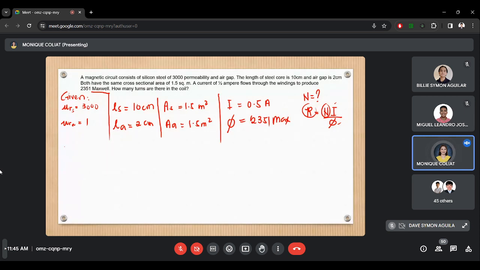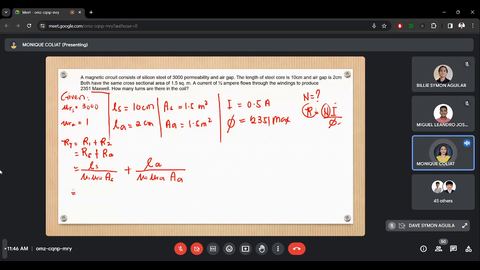We have two components in the magnetic circuit, so R total equals R1 plus R2. Let R sub S be for the steel and R sub A for the air. So this will be L of S over mu O, mu R of S, A of S, plus L of air over mu O, mu R of air, area of air.